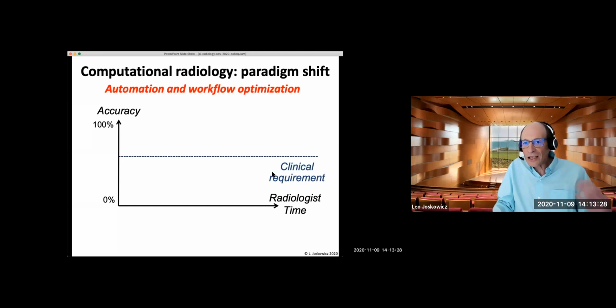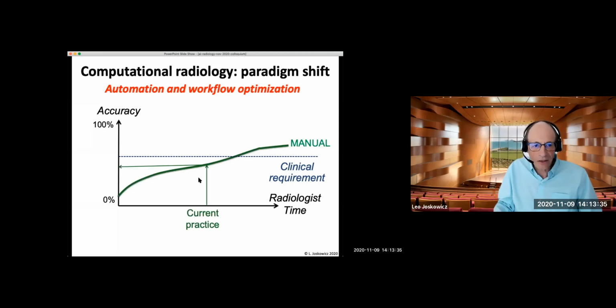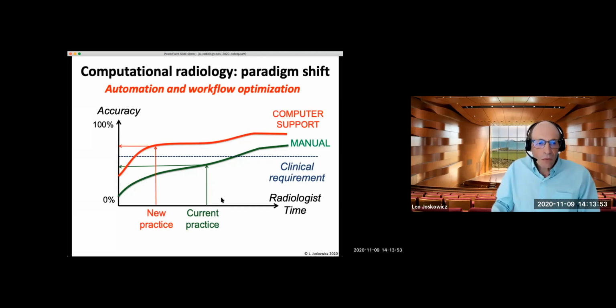So each clinical requirement has a different requirement in terms of the accuracy that you need. Let's just take these two parameters. What you see mostly in current practice in many cases is that, due to lack of time, this is performed fully manually. And due to lack of time, in many cases the accuracy required for the clinical requirement is not met. What we're looking for when we're thinking about computer support is basically moving the curve to the left. What this means is the following.